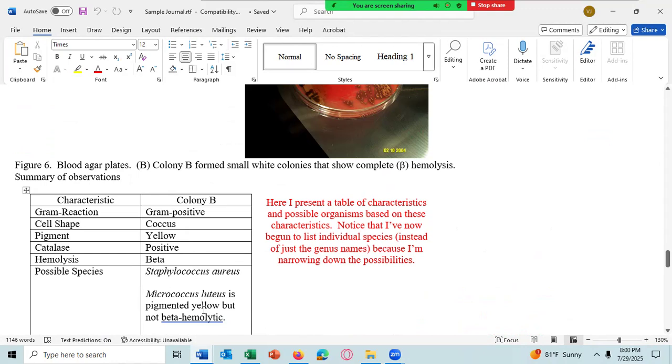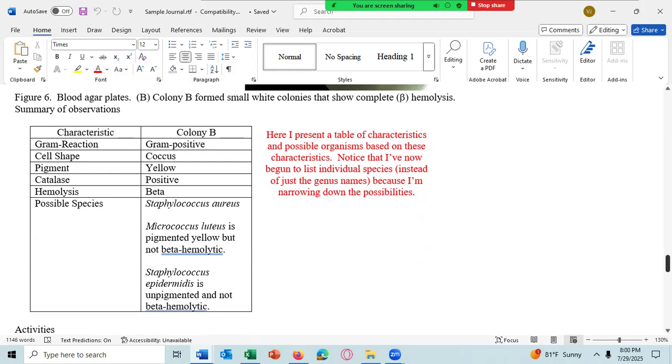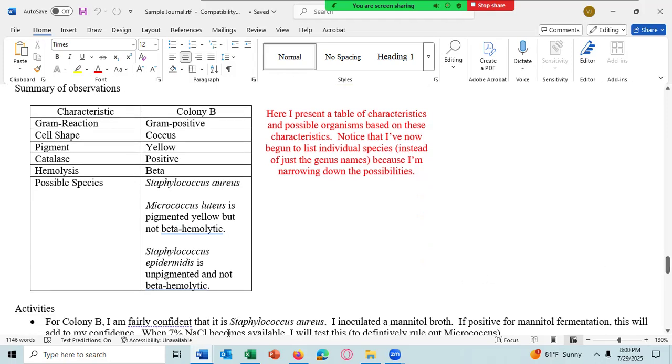And then he narrowed down the possible species: Staphylococcus aureus, but Micrococcus luteus is also pigmented yellow, but it's not beta hemolytic. And Staphylococcus epidermidis is unpigmented and not beta hemolytic. And apparently those were the species under consideration. So at this point, colony B is really identified as Staphylococcus aureus.